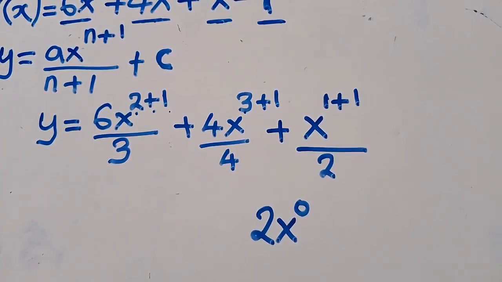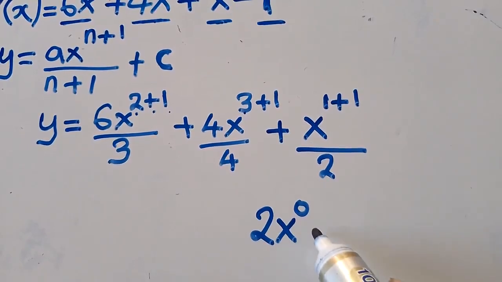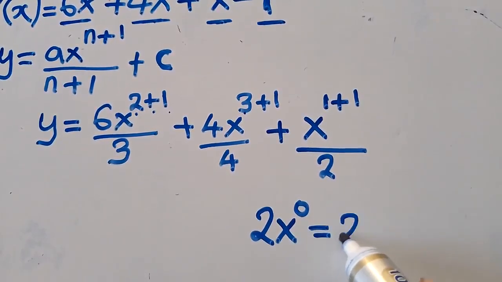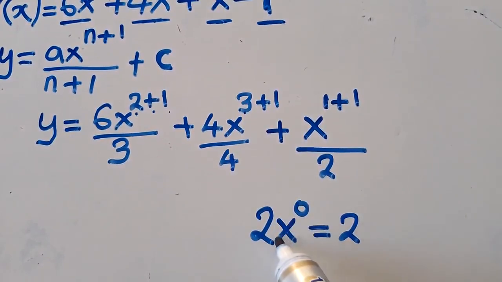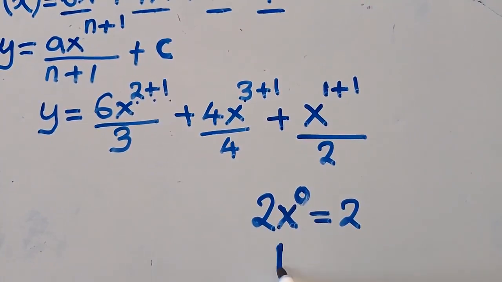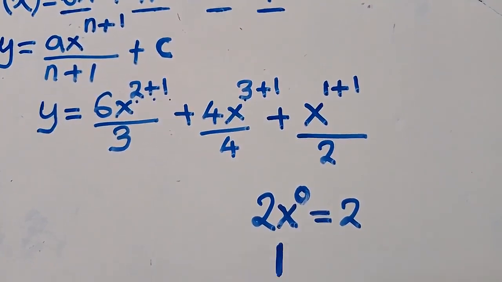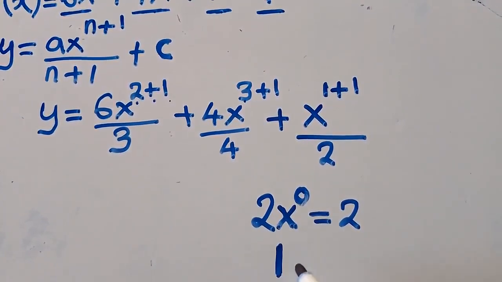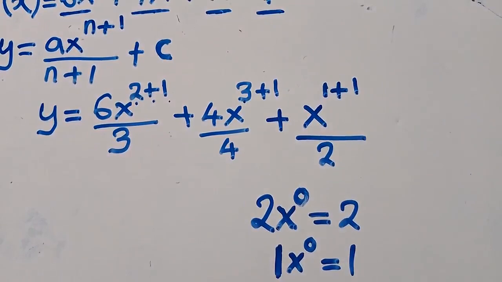This is what you need to know. This is what you need to understand. So this is equal to, this is just the same as 2, because x to the power 0 is 1. So when a number is just written as 1, like this, there, it means that this one is having x raised to the power 0, which is just equal to 1.